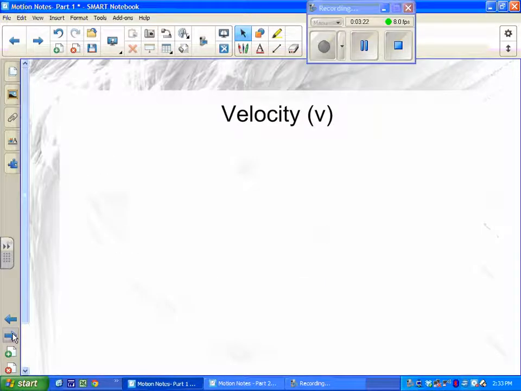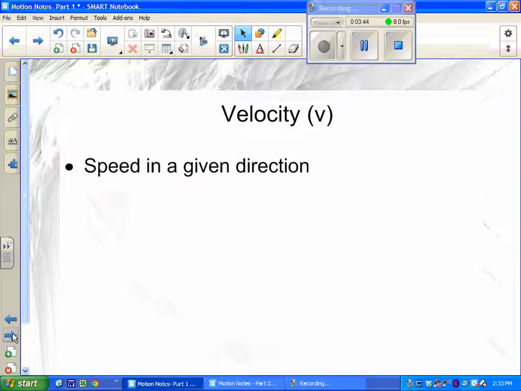Velocity. Velocity is a v. Velocity is very similar to speed, but there's a little tiny difference. You really need to pay attention to the differences between velocity and speed, because I'm sure that's going to be on the test. Velocity also measures how fast, but it has a direction to it. So velocity is speed and direction. It needs both.